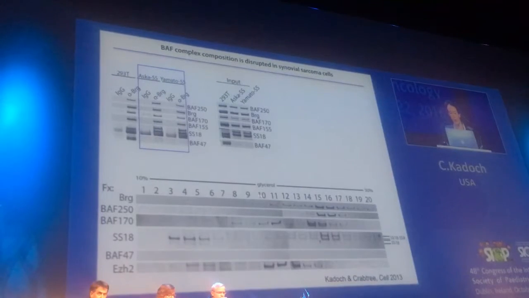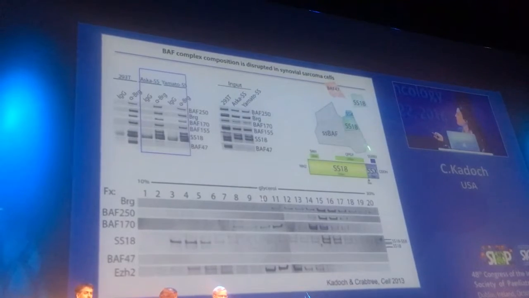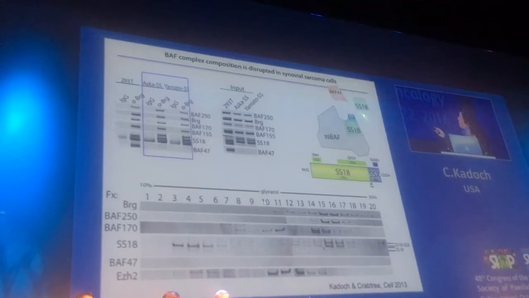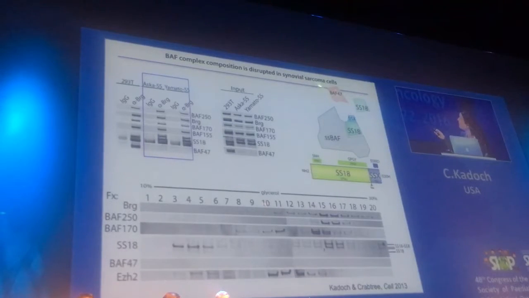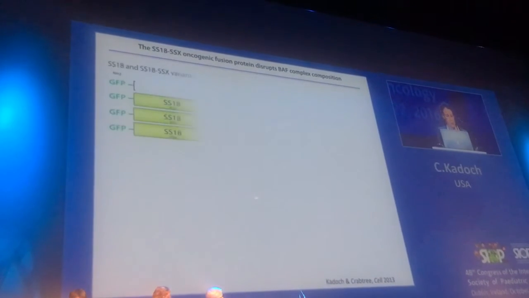So this gradient looked quite strange to us and gave us this model for how this complex is coming together. The fusion incorporates dominantly, thereby displacing the product of the wild-type allele and displacing and causing the degradation of BAF47. So that's all observation in human cell lines. That's nice. What about some real experiments?